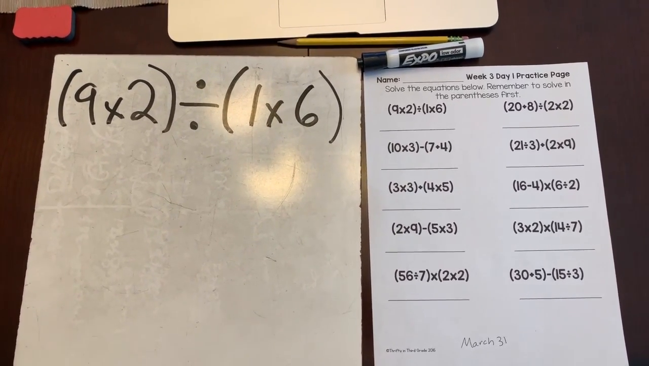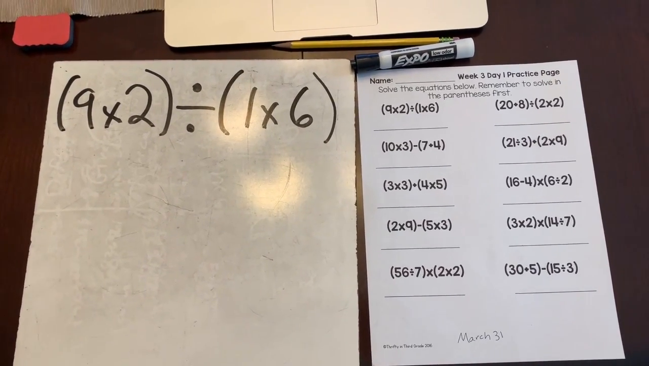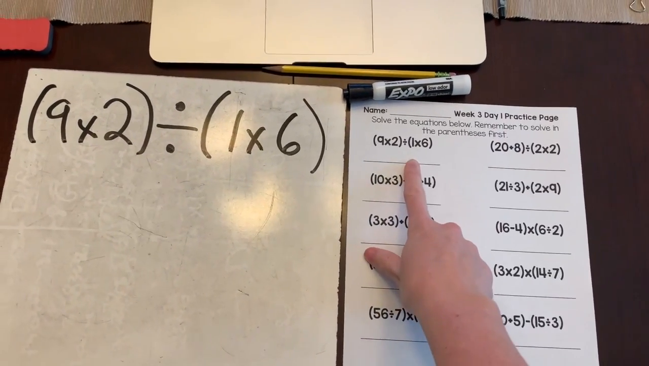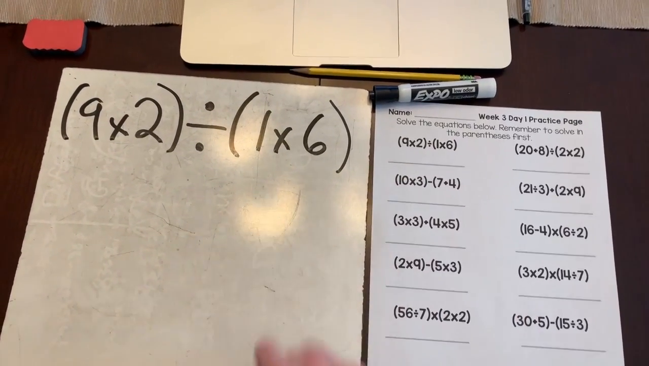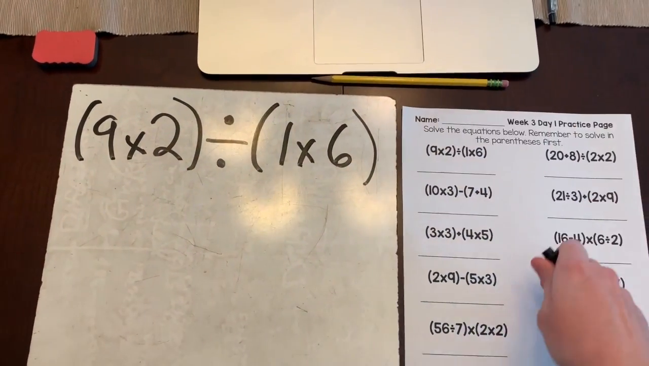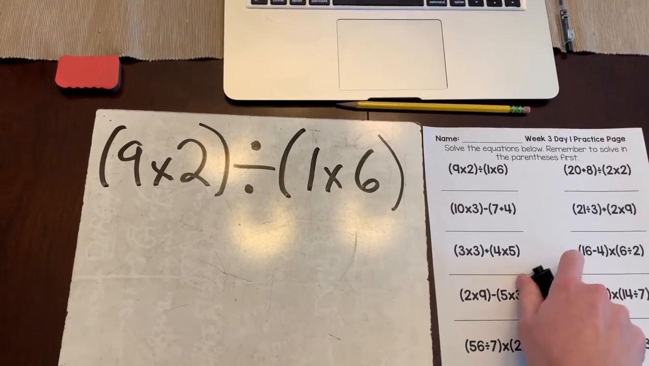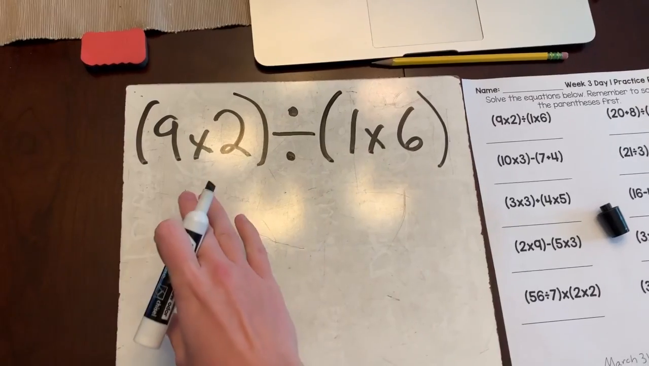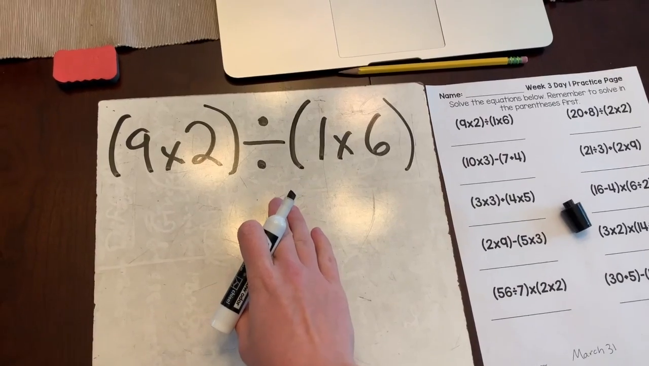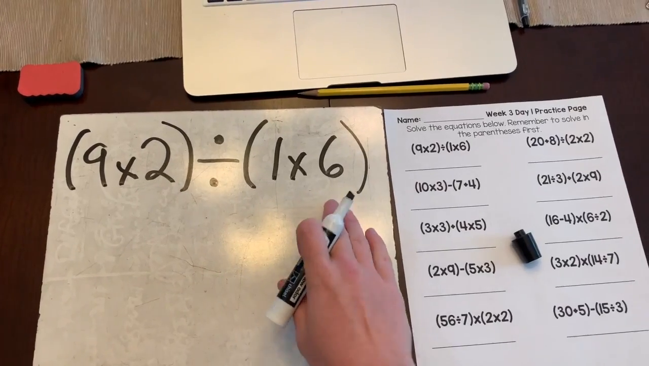Remember that parentheses tell us that we need to solve what's inside it first before moving on to the rest of the equation. Take a look at this first problem. I've written it here on my whiteboard. You might want to have your whiteboard and marker as well. All right. Noticing this problem, we do have two sets of parentheses. In the first parentheses, we see that it says 9 times 2. We have a division sign in the middle of this equation. And at the end, we have the problem 1 times 6.